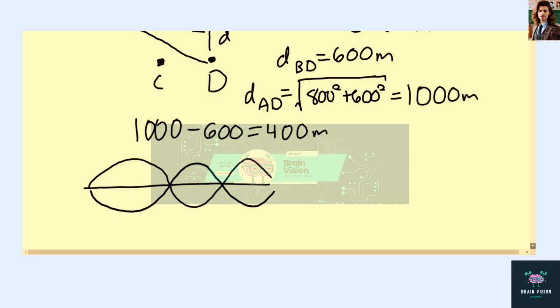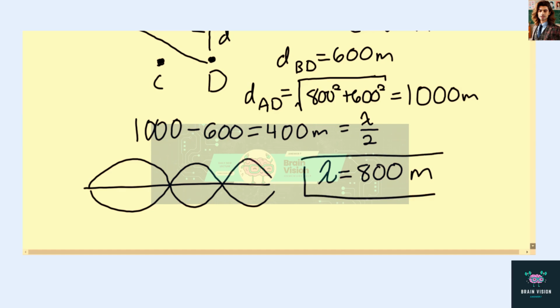So this difference in distances that they have to travel is equal to lambda over 2. So to get lambda, we just multiply 400 meters by 2, and we can say that lambda is equal to 800 meters. And you're all set on this problem.